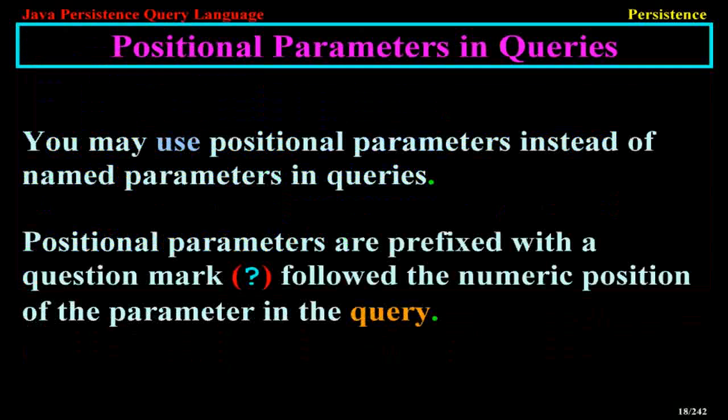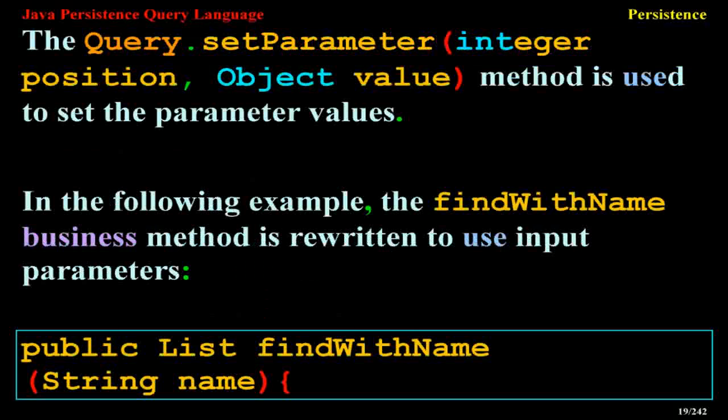Positional parameters in queries. You may use positional parameters instead of named parameters in queries. Positional parameters are prefixed with a question mark, followed by the numeric position of the parameter in the query. The Query.setParameter(integer position, Object value) method is used to set the parameter values. In the following example, the findWithName business method is written to use input parameters.